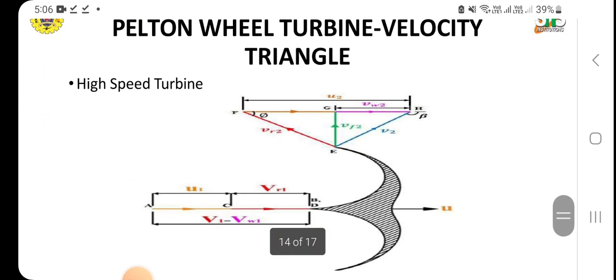For the Pelton wheel turbine, the velocity triangle is for a high speed turbine. Here also the same. The angle at the inlet is such that it will be rotating in the clockwise direction. In a pump it will be anti-clockwise according to the axis of flow, and then we state the angle. So here it is clockwise. The inlet has U2, VR2, VF2, V2, and the angle is phi.